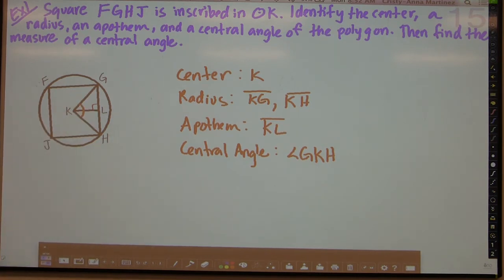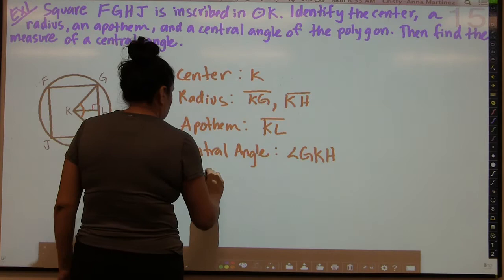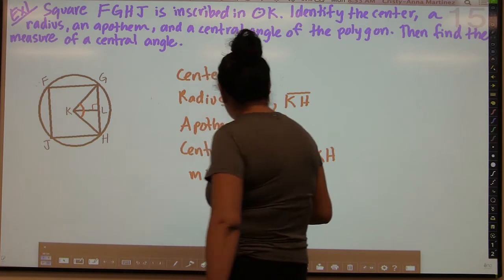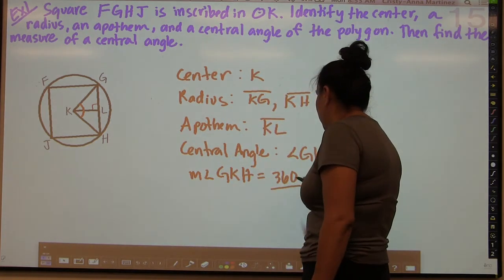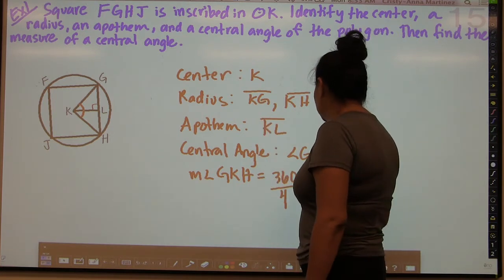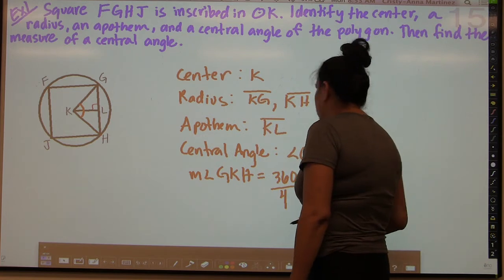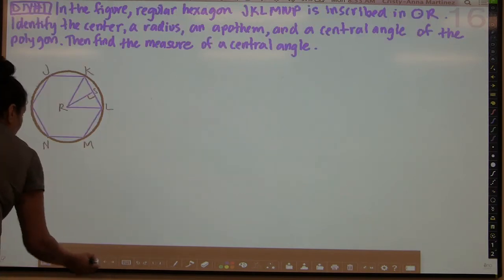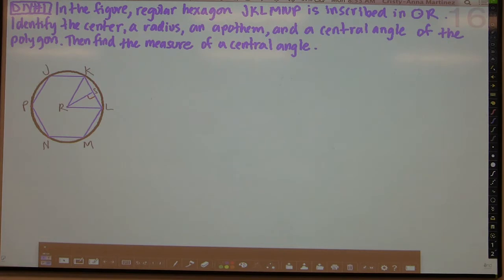But that's our angle. And then it says, find the measure of the central angle. And that's easy to do. The measurement of angle GKH is simple. We take 360, always start with 360, and divide by n, which is the number of sides in the polygon. There are 4 sides, it's a square. So 360 divided by 4 is 90 degrees. So the measurement of our central angle is 90 degrees. And that takes care of all of the items they asked us to find. So now you can try this example, and then we will go on to example 2.